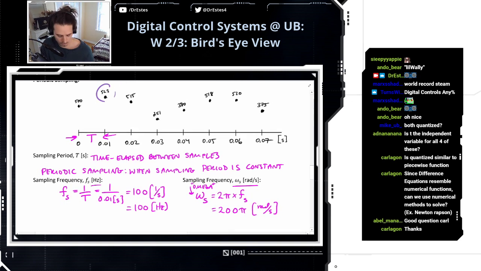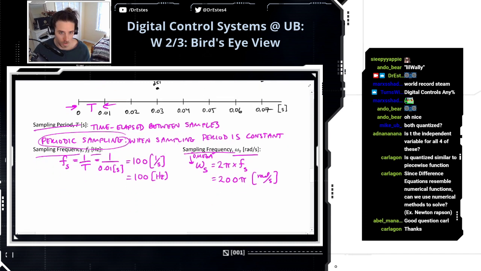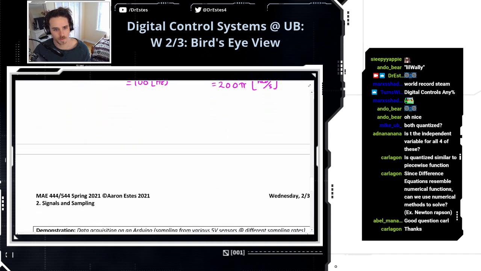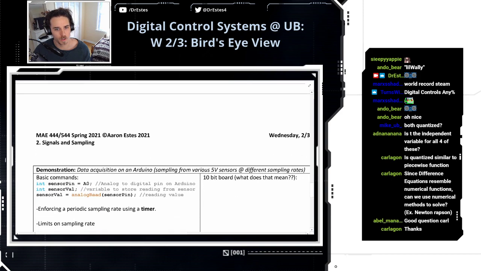All right. So we got our sampling period, sampling frequency, and we can express that in 2 different units. And we're going to tend to use periodic sampling where we uniformly distribute our samples. Okay, so now we're going to go to an example with an Arduino just so I can show you this really quick.